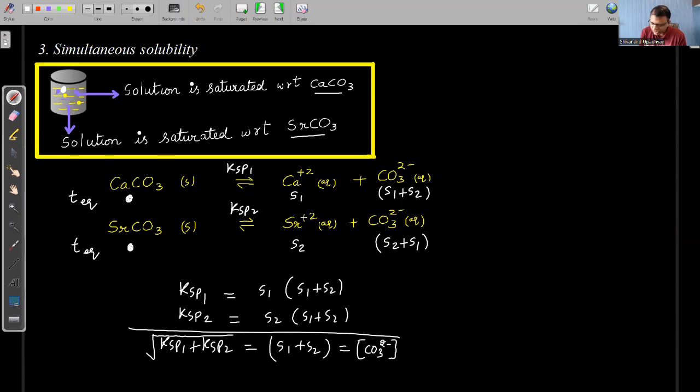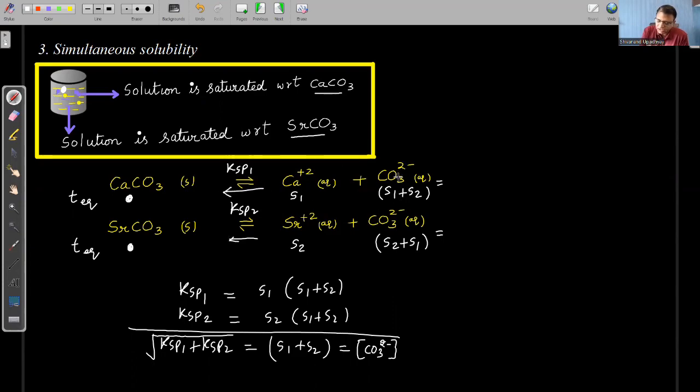Now there is a question, they can ask an objective question that due to this simultaneous solubility, if there is a common ion in both chemical species, then due to this common ion, the solubility of calcium carbonate as well as strontium carbonate is going to decrease, because both reactions are moving in backward direction because of this carbonate ion.